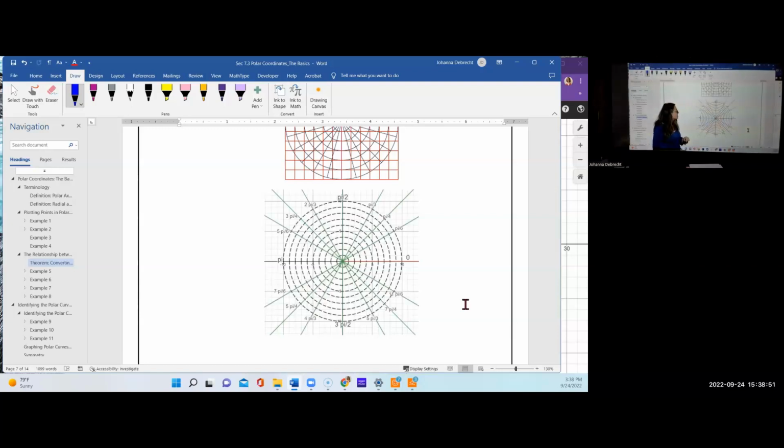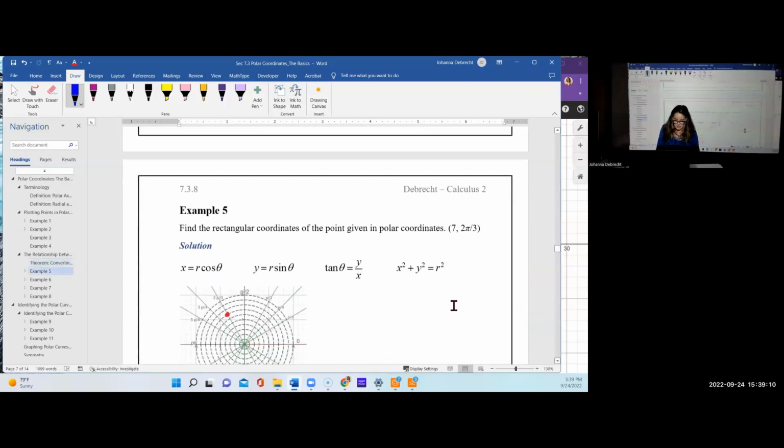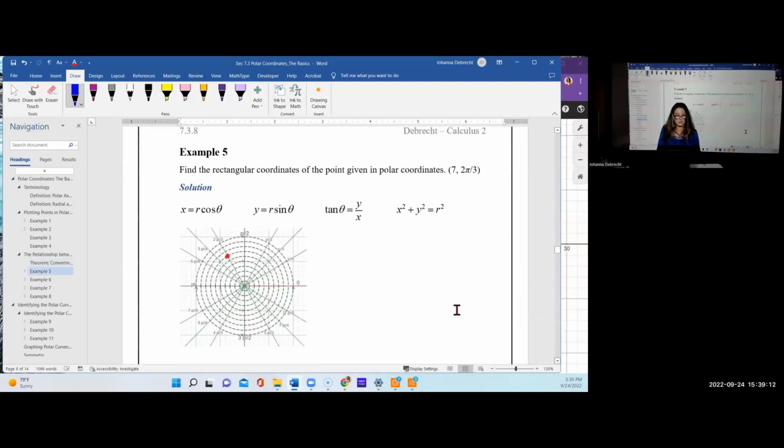a rectangular coordinate system. So note the 3 pi over 2 and pi over 2 line is really the y-axis, and the pi 0 line is really the x-axis. The polar axis is from the pole, the origin, off to the right, and it's marked there in red. So let's go ahead and find the rectangular coordinates of this point, which is given in polar coordinates.